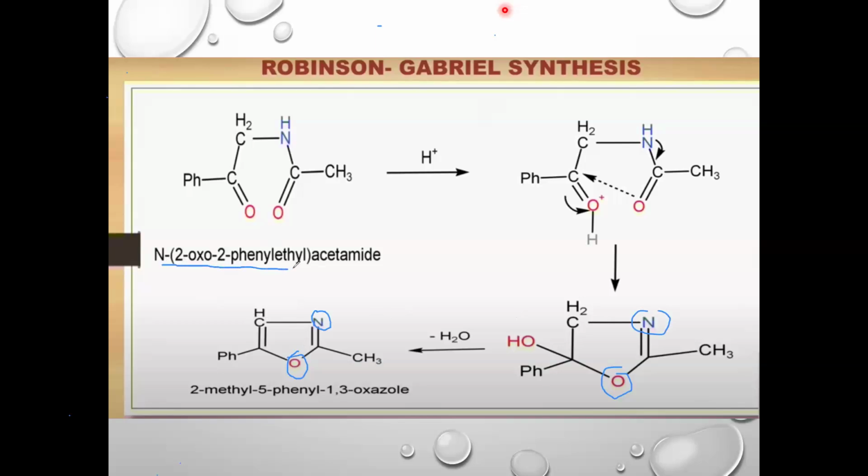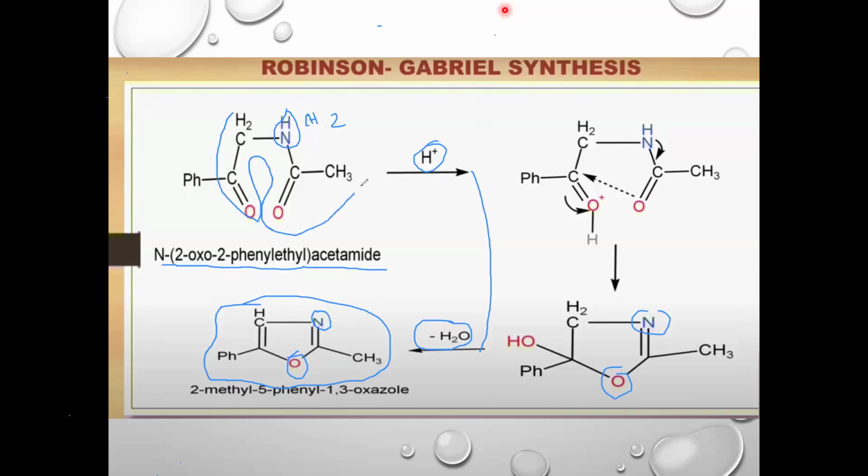That N-(2-oxo-2-phenylethyl)acetamide, in the presence of acid, gets rearranged, and removal of water takes place, and it is directly converted into the oxazole ring. So if you remember, in the Paal-Knorr synthesis of pyrrole, what is present here is the CH2. And that compound we called a diketonic compound, a 1,4-diketone compound, right? This portion we named as the 1,4-diketonic compound.